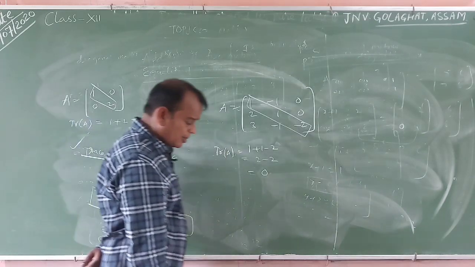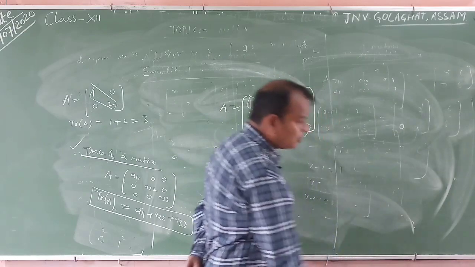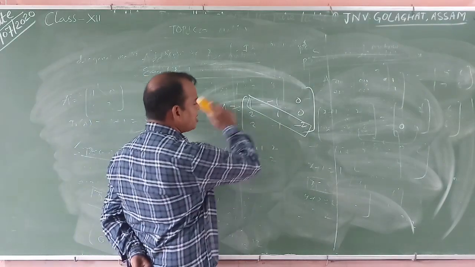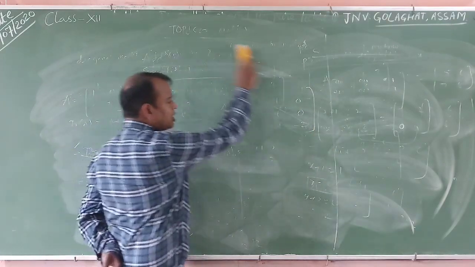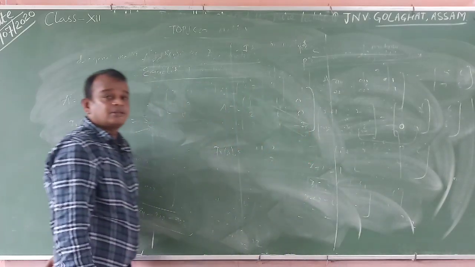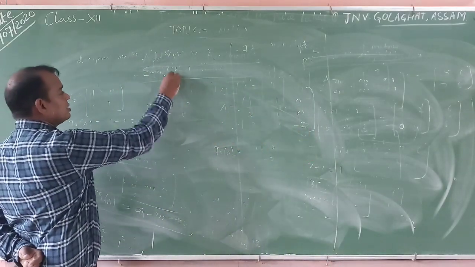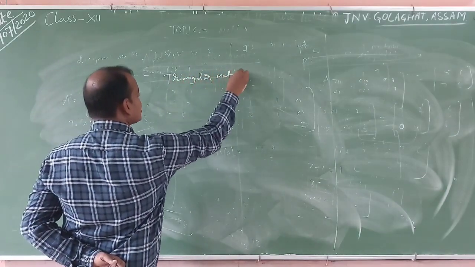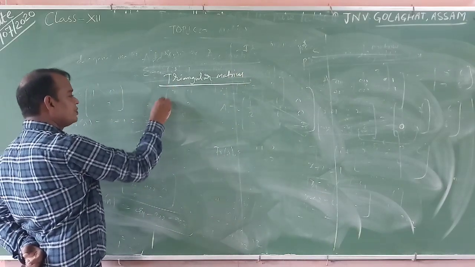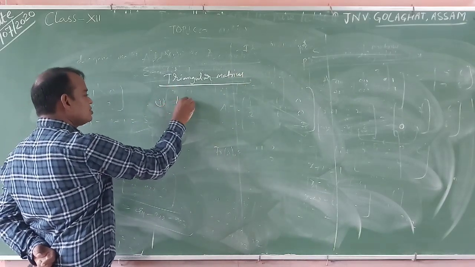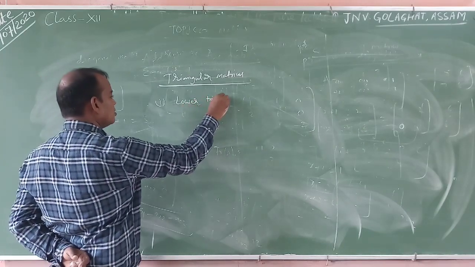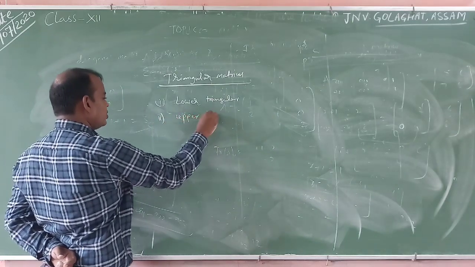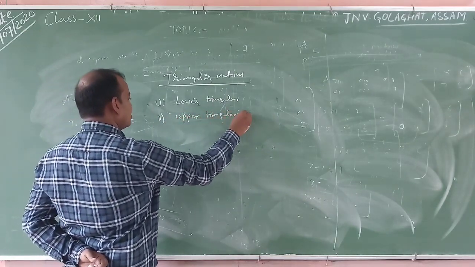Now we will discuss triangular matrices. What is the definition of triangular matrices? There are two types of triangular matrices: upper triangular matrix and lower triangular matrix. One is lower triangular matrices, the other one is upper triangular matrices.